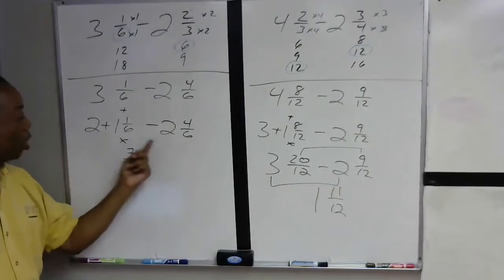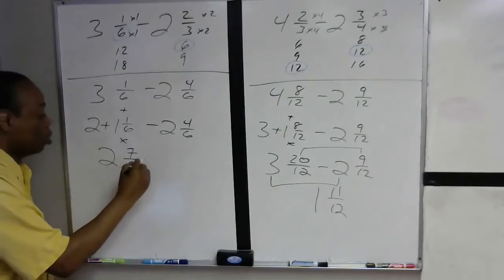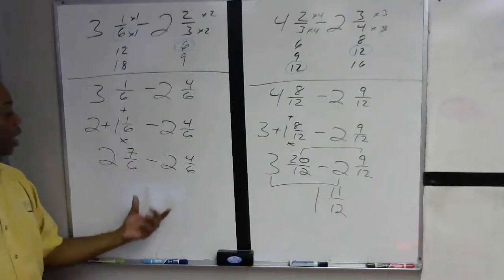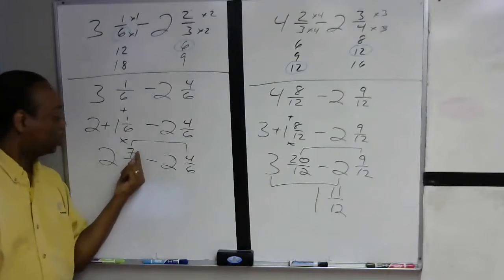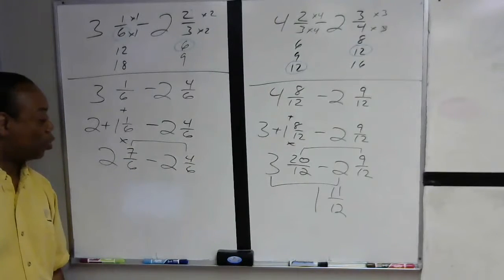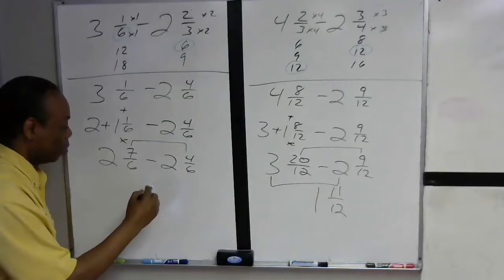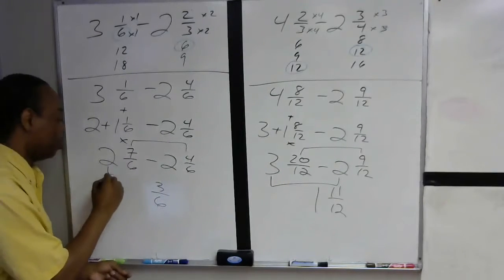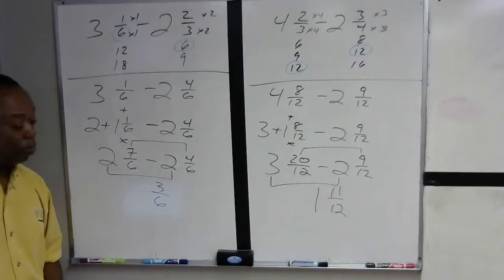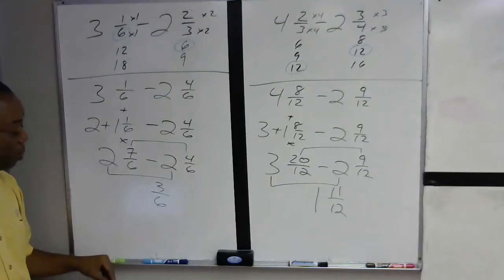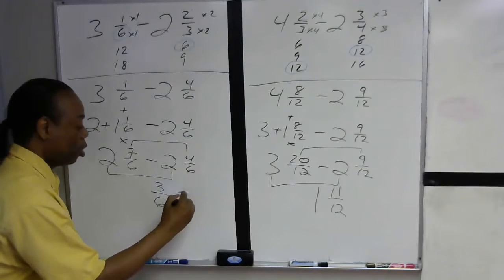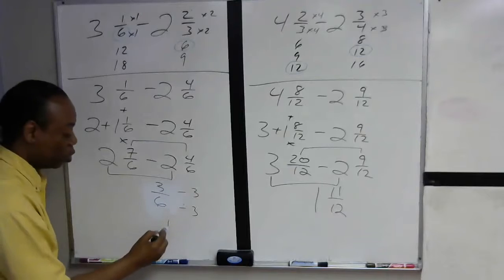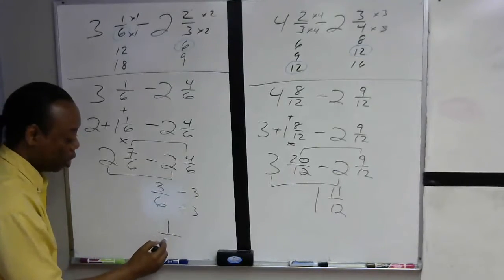Okay, now we'll bring all the other terms down. 2 minus 2 and 4 6ths. And now let's subtract 7 6ths and 4 6ths. That's going to give us 3 6ths. And then 2 minus 2 gives us 0. Now, 3 6ths can be simplified more. We're going to divide these both by 3. And we end up with 3 divided by 3 gives us 1, 6 divided by 3 gives us 2.